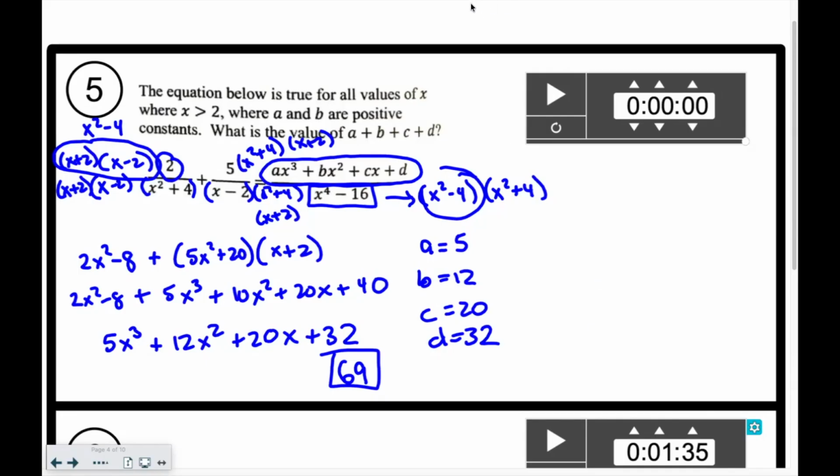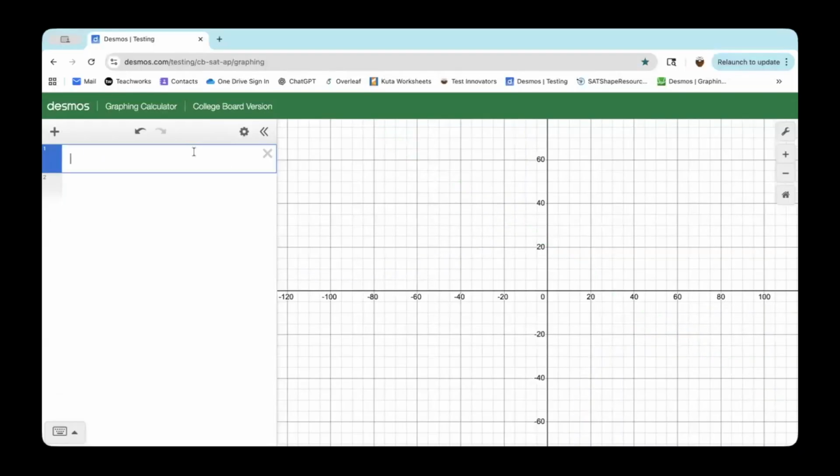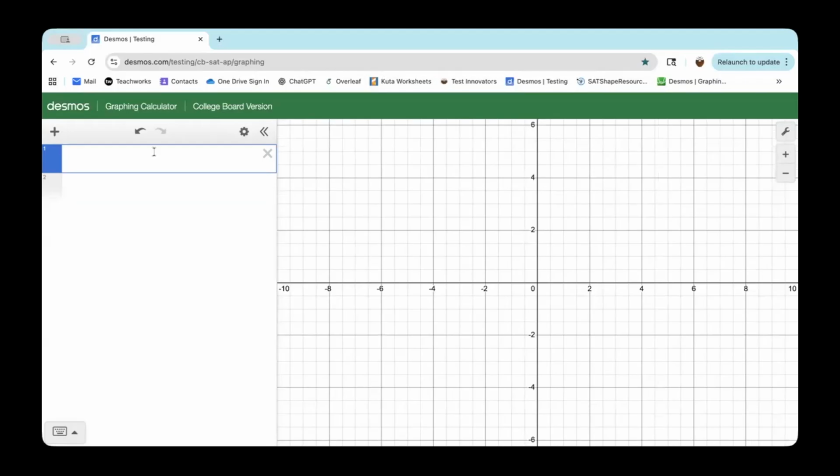So let's jump over to Desmos. Remember our answers, 5, 12, 20, 32. And we're going to see how Desmos can kind of give this to us just almost directly. And this works with a lot of different types of these equivalent expression problems that have these constants in them. The problem is, to do it correctly in Desmos, you have to use the correct syntax.